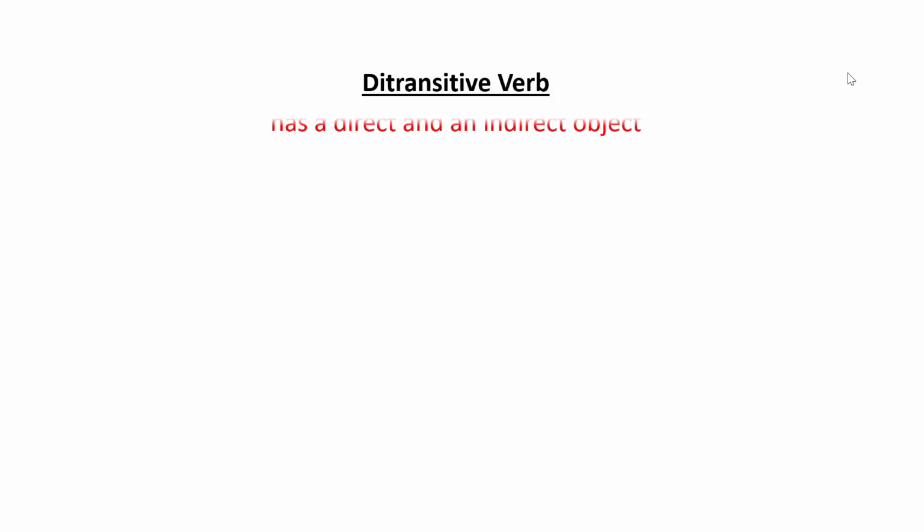Moving on to a ditransitive verb. Monotransitive only has a direct object, but a ditransitive has both direct and indirect objects. She told me her secret. She told what? Her secret. Her secret is a direct object here. She told her secret to whom? To me. So me is an indirect object here. So this sentence has both direct and indirect objects, me and her secret. So told is a ditransitive verb.